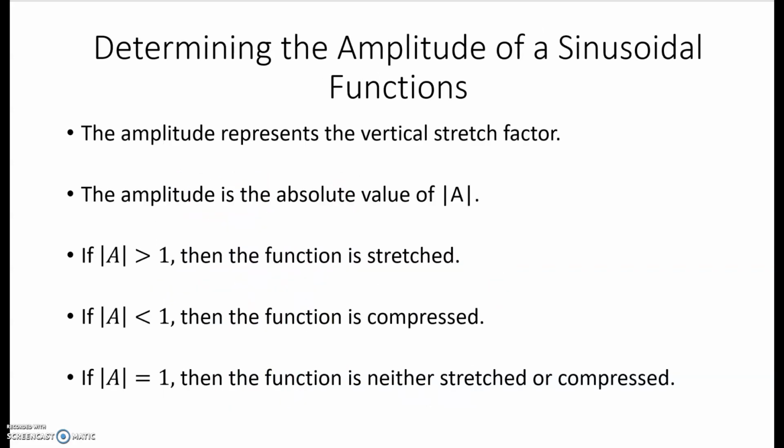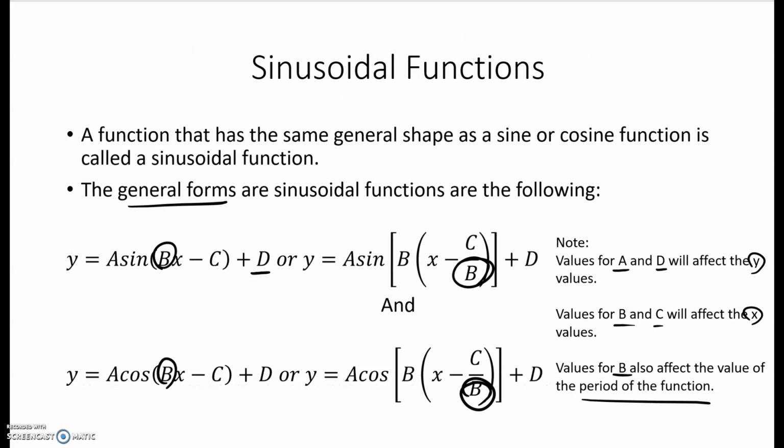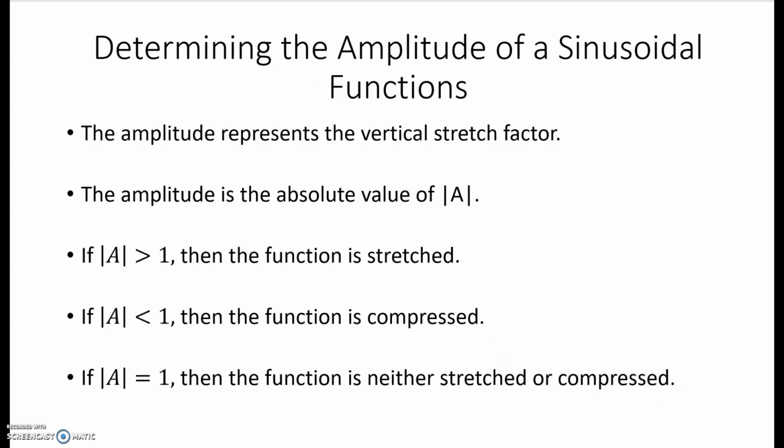Okay, now the amplitude, that is the A part of the general form. It's over here. So right now we're looking at A. So A is the amplitude, and it is affected by the y values. Okay, so it is the vertical stretch factor. So amplitude is the absolute value of A.